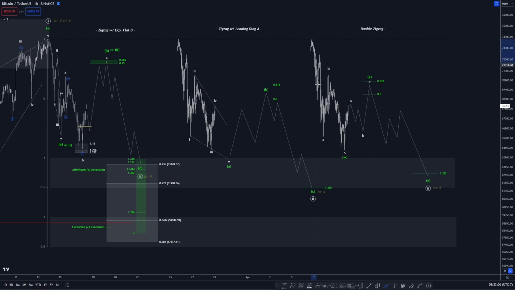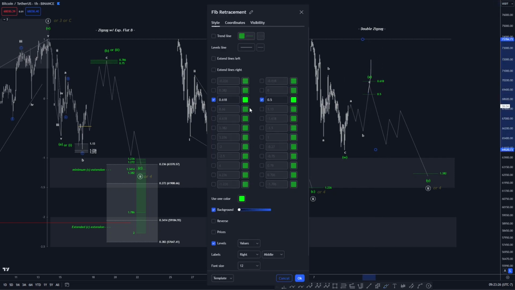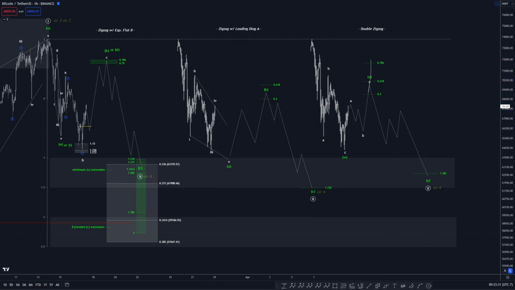If anything, this is an A, B, C for W. Then we get an A, B, C for an X. Then another 3-wave move down for a Y. This X wave very well could go to the 786. It's not likely because it doesn't really happen for double zigzags very often. The narrative of a double zigzag is the first zigzag was too short in time and strength, so then we have a connector wave to push price down quicker again for another zigzag. So it's unlikely for it to hit the 786.